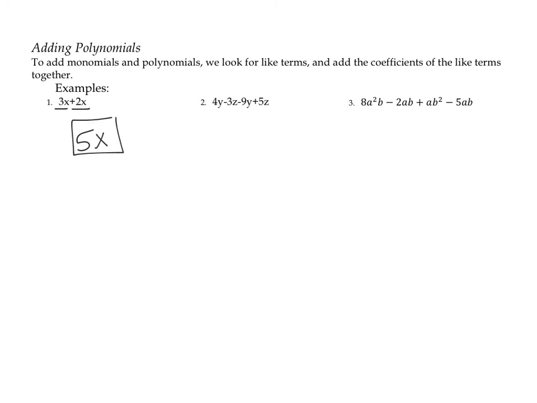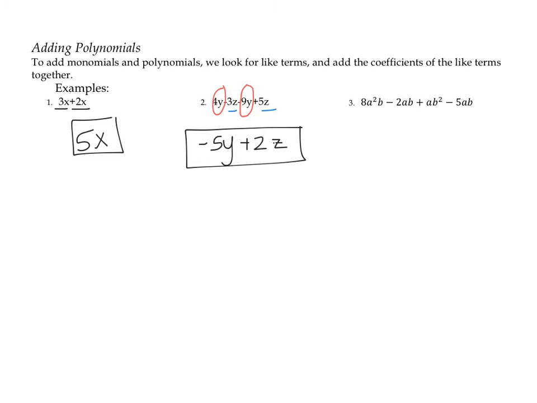We've done that before. Then we've also got maybe different variables. So we've got a 4y minus 3z minus 9y plus 5z. So we need to make sure that we're combining those like terms. So 4y minus 9y is going to be negative 5y. Negative 3z plus 5z is positive 2z. Okay, so I'm just combining my like terms. This is a refresher section.